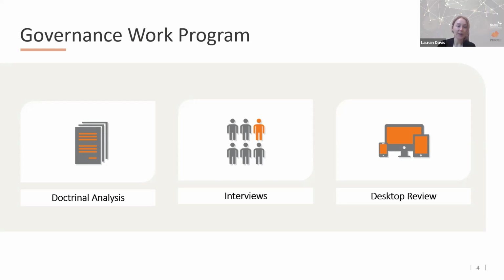The final part of work that falls under the governance work program is what's called a desktop review. The idea is that we'll draw from the work done previously in the doctrinal analysis and the interviews to basically undertake an assessment of how ready CQRs are to undertake routine linkage. What are the legal and ethical issues that might be popping up and getting in the way? What are the practical and governance arrangements that are working really well, or that might need to be changed? And so that will culminate in that last piece of work.